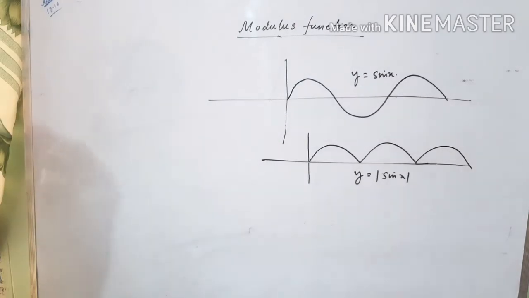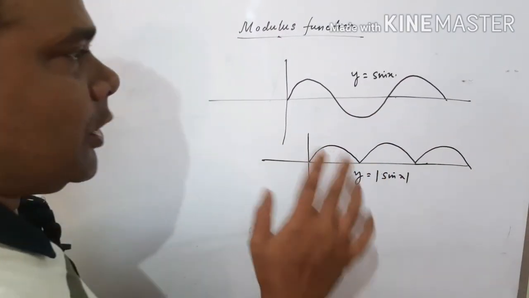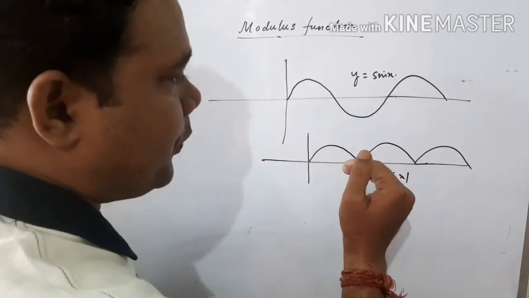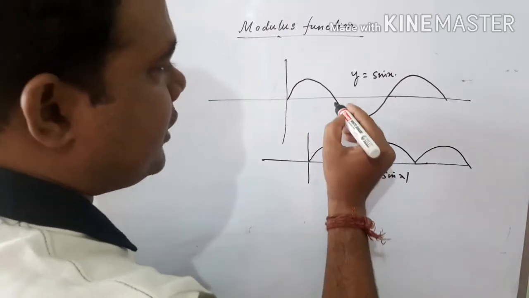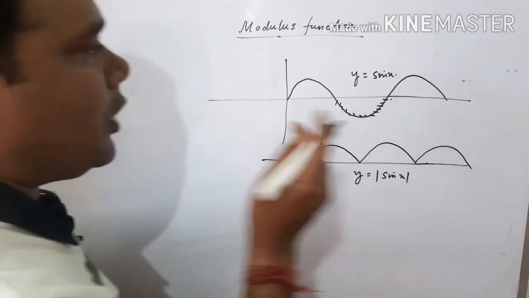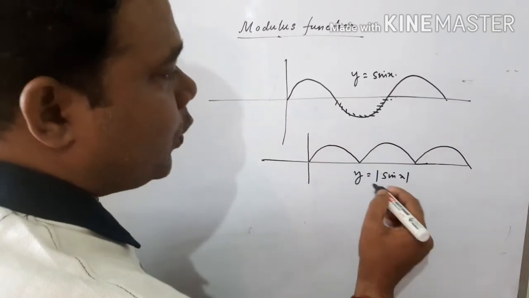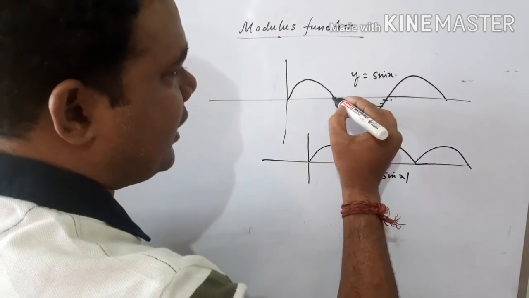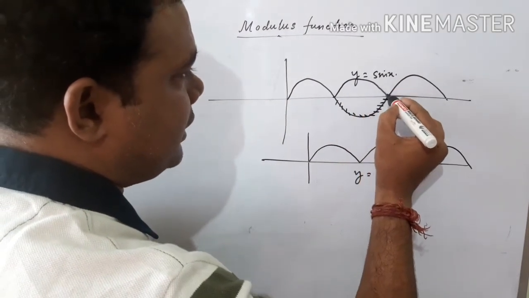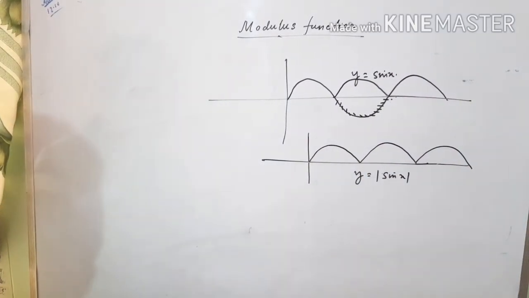Now see what is the difference between them. If there is any part of the graph which lies below the x-axis, you erase this part of the graph and draw a mirror image of this part with respect to the x-axis. That is why I am drawing like this. Clear? So this one is the graph of y equal to mod sin x.